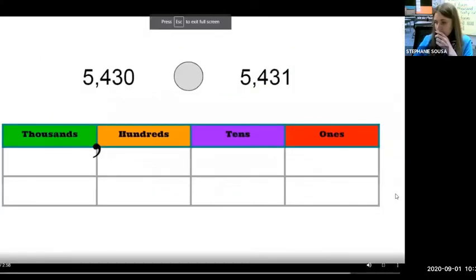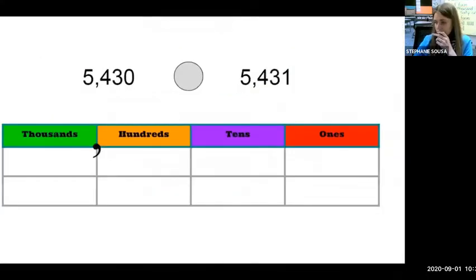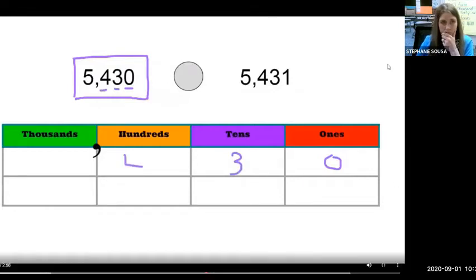Okay, here we have two different numbers. We're going to do the same thing with these numbers. We're going to put them in our place value chart. So take our first number, 5,430. We're going to start with the ones place again. There are 0 ones, 3 tens, 4 hundreds, and 5 thousands.